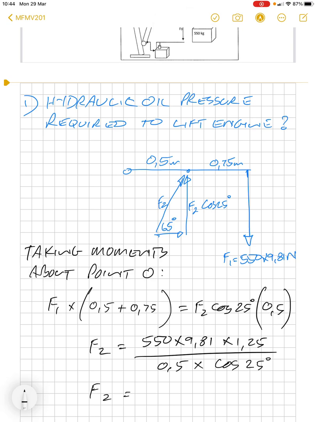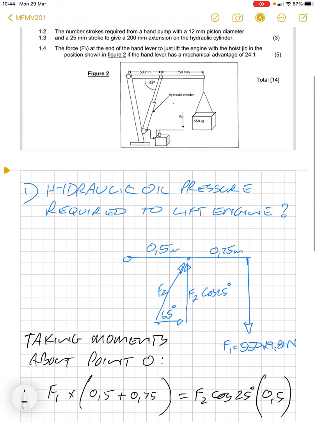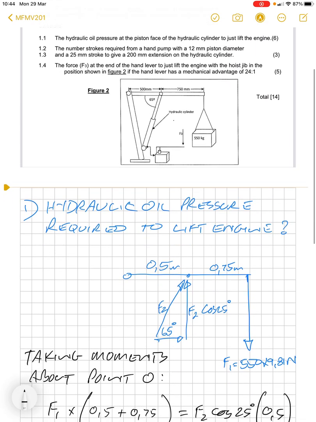So F2, the inclined force in the hydraulic cylinder, is equal to 14883 newtons. So that's the force exerted by the hydraulic cylinder, as you can see in the diagram there.